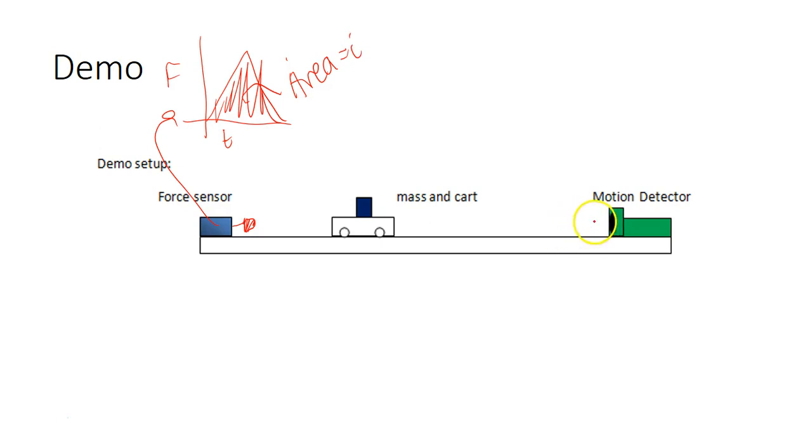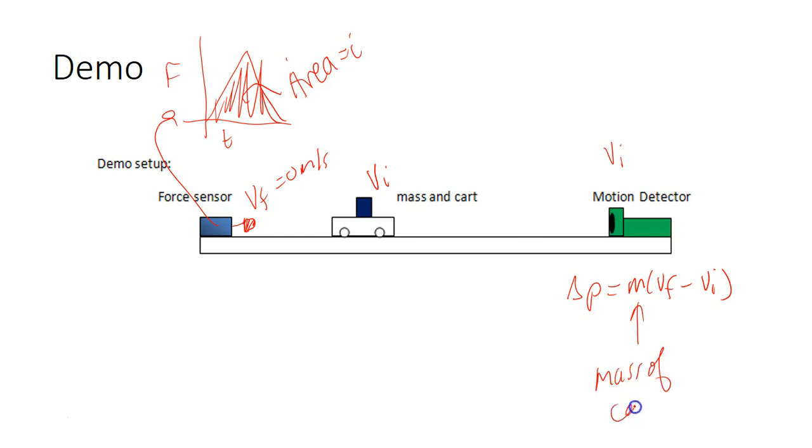With the motion detector, we're going to measure the change in velocity of this cart. So this cart will be moving at some initial velocity, and then the final is going to be pretty much zero. So this will measure vi, and then we can use the change of momentum and verify that these are the same. So I'll find the mass of the cart with the scale, and then I'll find the initial velocity here. Ideally, the area under the curve that we find up here should equal the change in momentum that we find there. So we'll see how well that works in lab, or in demo.